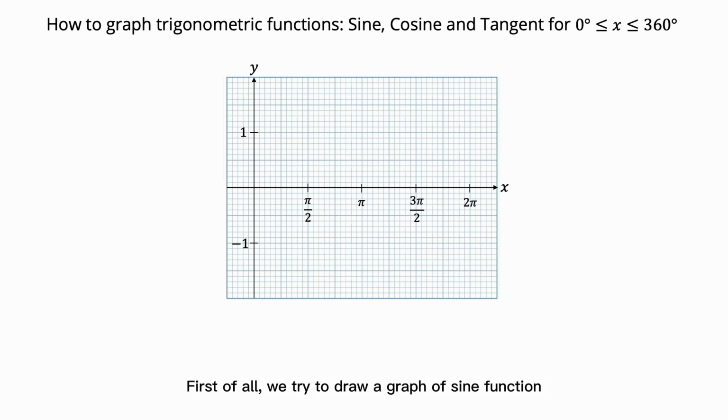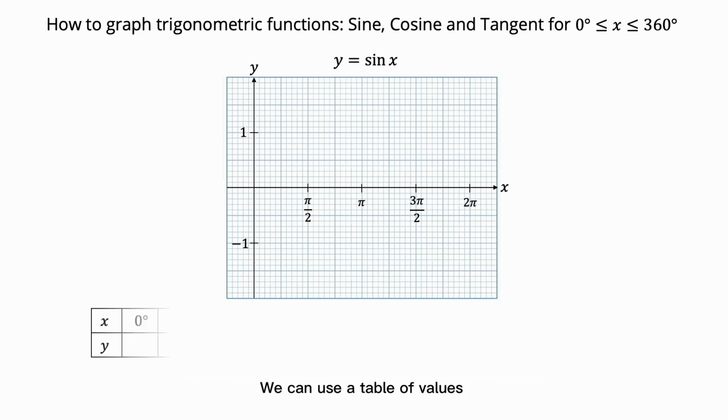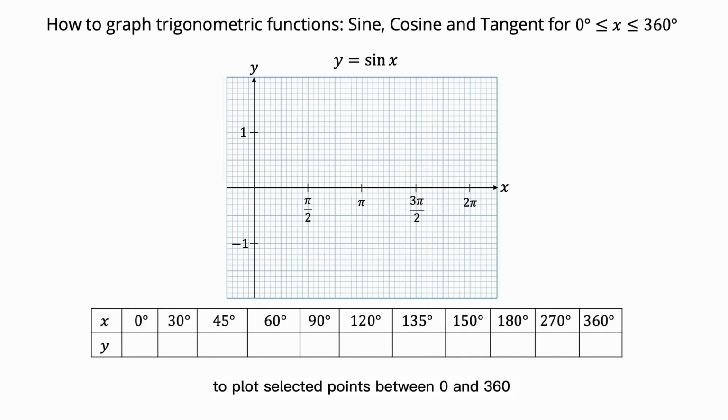First of all, we try to draw a graph of the sine function. We can use a table of values to plot selected points between 0 degrees and 360 degrees. With the values from the table, we can have an idea of what the graph of the trigonometric function looks like. When x equals 0 degrees, sine x equals 0. Plot the point at the origin.